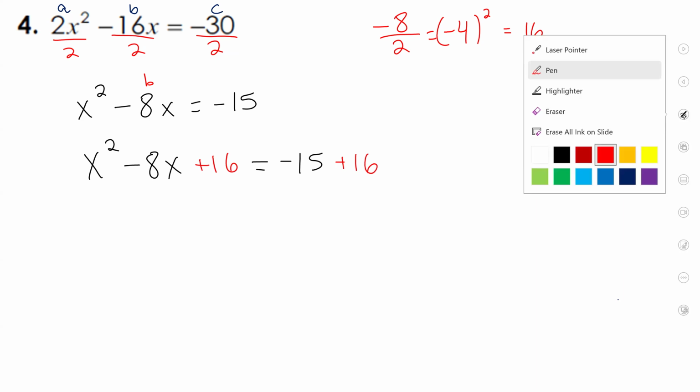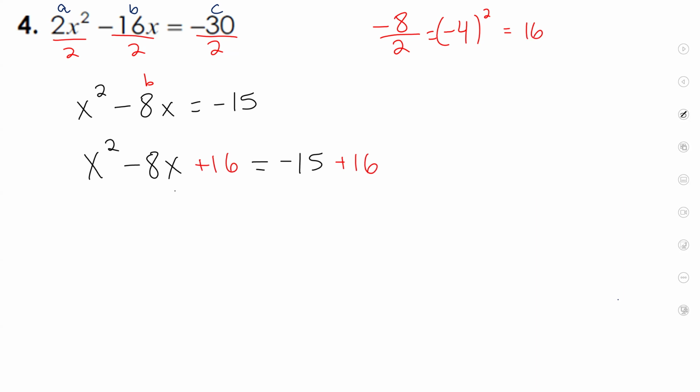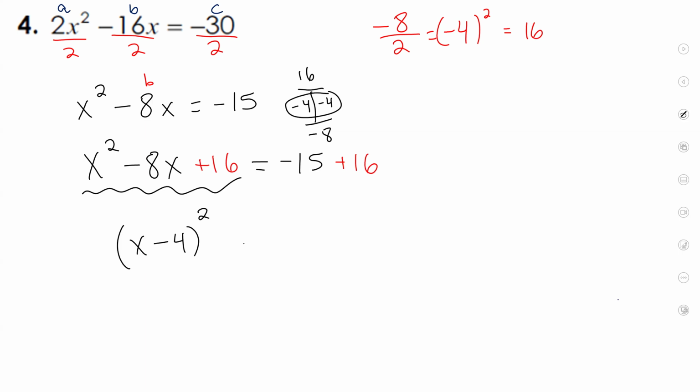Okay. Now, this is a perfect trinomial, perfect square. Two numbers that will multiply to 16 and add to negative 8 are what? Negative 4, negative 4. You're always going to get the same number twice. So this is x minus 4 squared. We have negative 4 twice. That's why I have it squared. Negative 15 plus 16 is just 1.